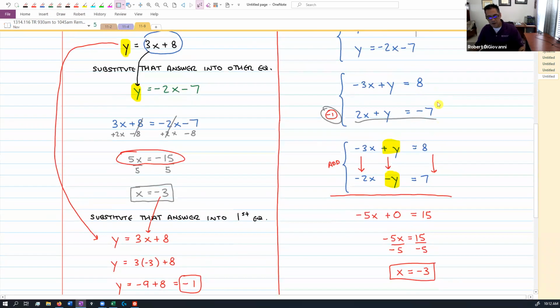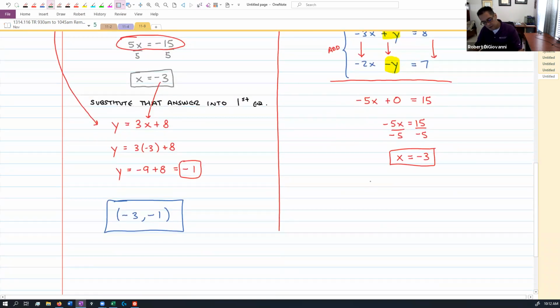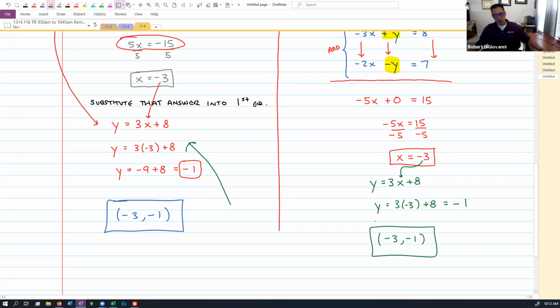So I'm going to write it down. It was y equals 3x plus 8. So y equals 3x plus 8. I'm going to replace the x with -3 plus 8, and then you'll get -1. It's actually the same thing we did right there. And so now you know what y is. So the solution is -3, -1. That's elimination.